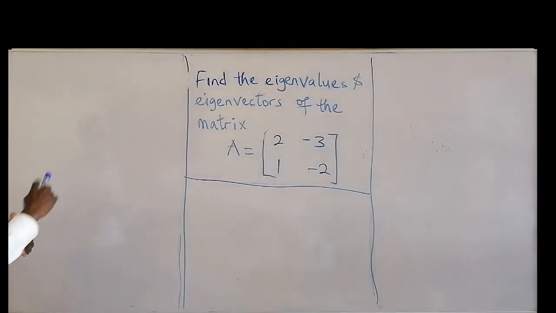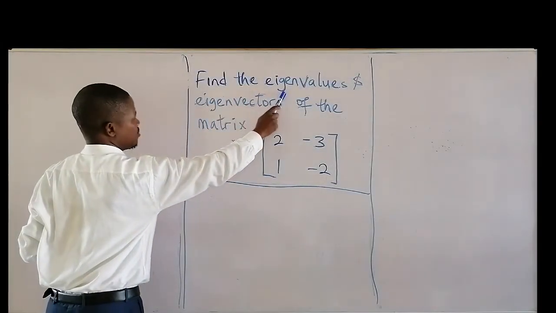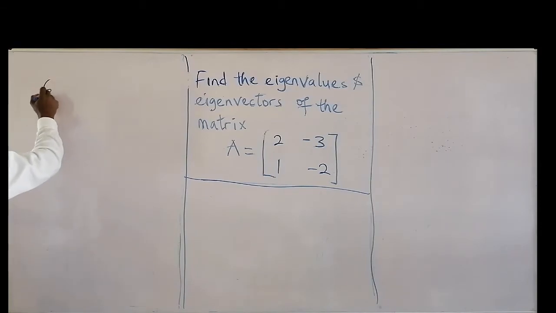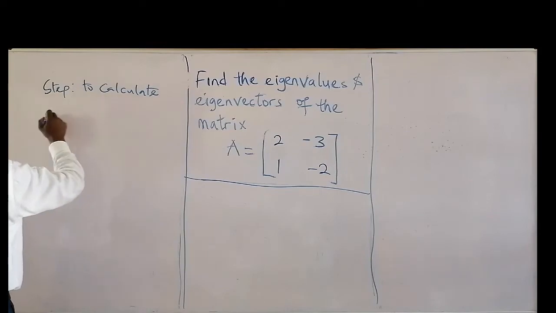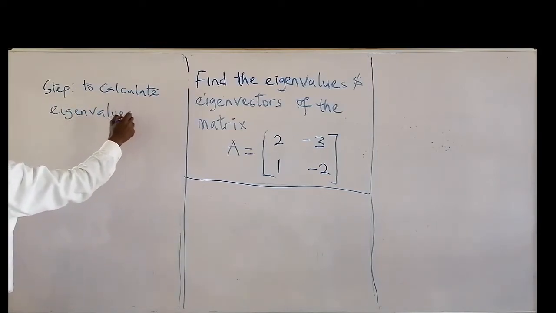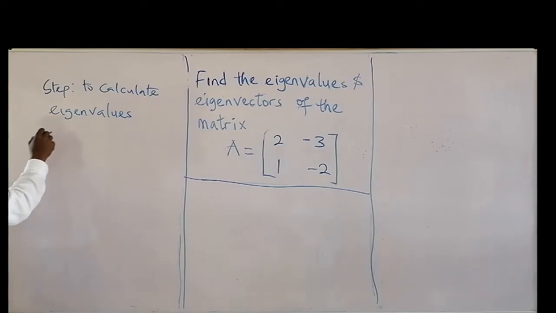We have this question. Find the eigenvalue and eigenvector of the matrix A. Okay, so without wasting time, I'll just dive into the solution. And the first thing we need to get, step one, is to calculate eigenvalues. And to do that, we have to use this expression.